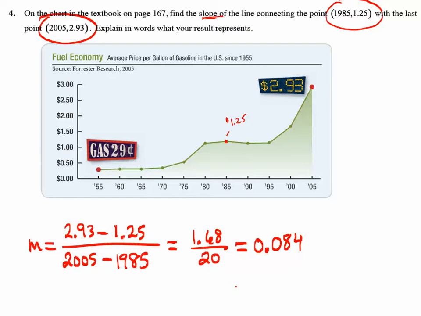Alright, this is the tough part here. What does 8.5 cents mean? It's not $8.04. The dollars are here, so it's 0.0. This is 8 cents, and this is 4/10 of another cent. Remember, we're dividing by 20, is that right? So that means we're looking at something per year.